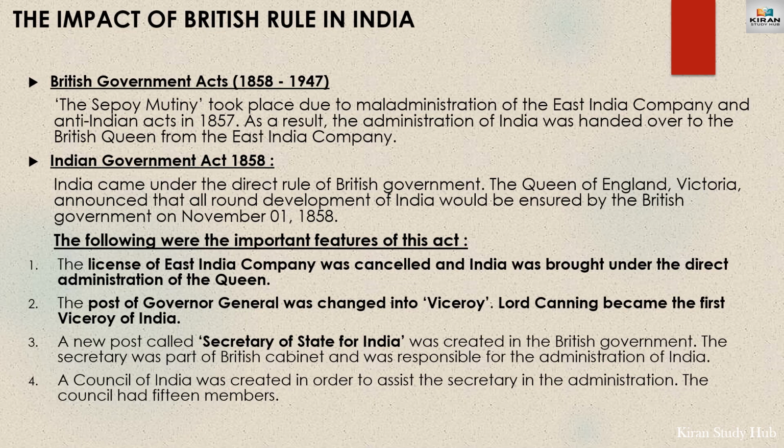A new post called Secretary of State for India was created in the British government. The Secretary was part of the British Cabinet and was responsible for the administration of India. A Council of India was created in order to assist the Secretary in the administration. And the Council had 15 members.